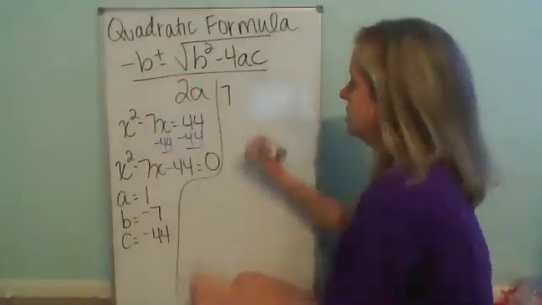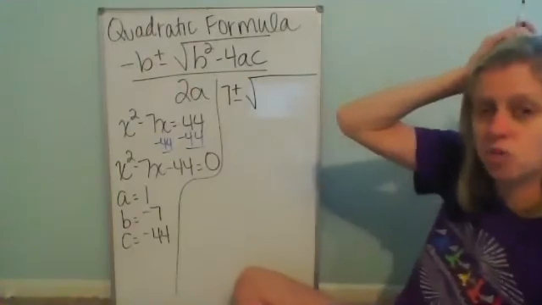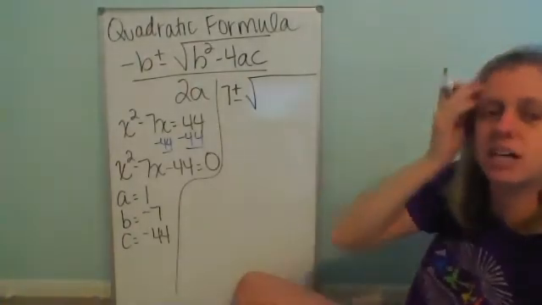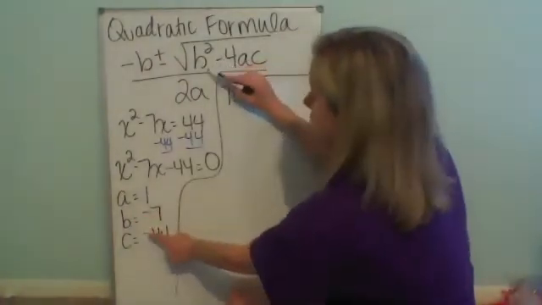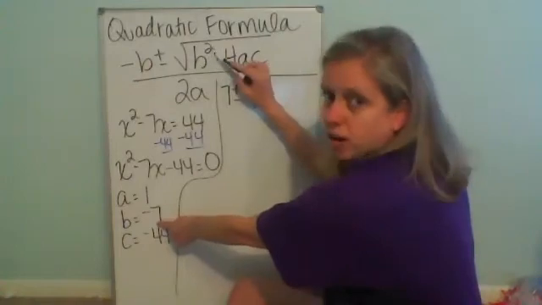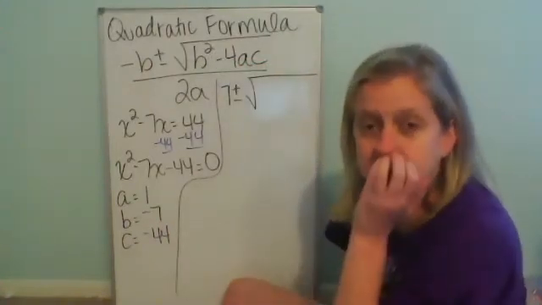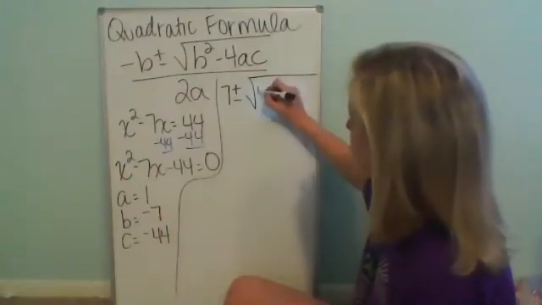So I'm going to have 7. Then the plus minus, that's what's going to give you your two answers. Then you're going to have this long square root with a bunch of stuff underneath it. The first thing underneath it is my B number, which is -7. But I need to square it, which just means multiply it times itself. So B squared means -7 squared, which is +49.